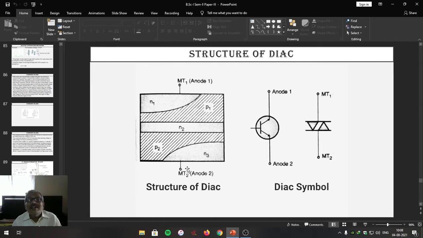Thus, diac conducts in both the directions, allowing two different SCRs to work respectively for the respective biasing condition. Student friends, this is how the diac works. Friends, with this working, let us discuss now the IV characteristics of diac.